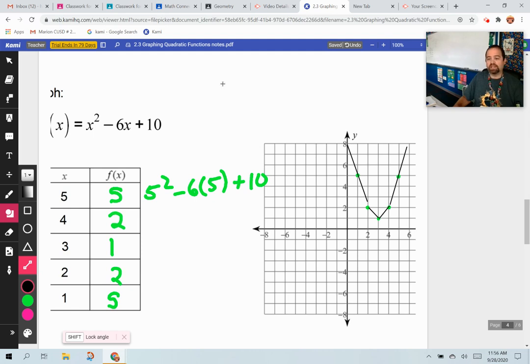Tomorrow, we're going to look at some things that we can do to kind of tweak these U shapes and make them kind of skinnier, or maybe turn them upside down. But that'll be tomorrow.